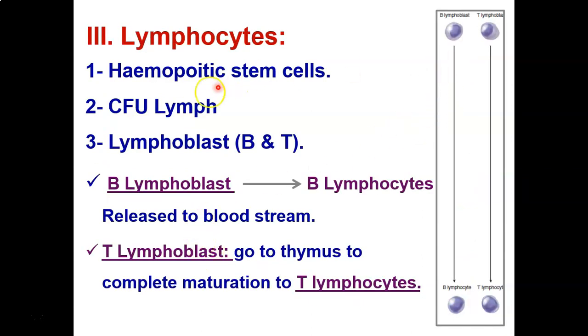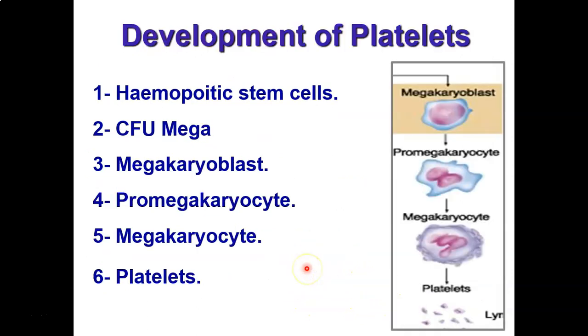Lymphocyte development is short. The hemopoietic stem cell gives colony forming unit lymph, which will give B lymphoblast and T lymphoblast. The B lymphoblast develops to B lymphocyte within the bone marrow, while the T lymphoblast goes to the thymus to complete maturation, and then mature T lymphocytes get out from the thymus.